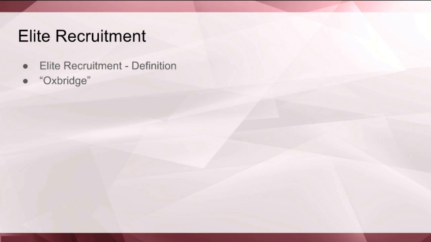In the United Kingdom, elite recruitment is handled mainly by what's called, to use the slang term, Oxbridge, which refers to the two major universities in the United Kingdom, Oxford and Cambridge. A disproportionate number of members of parliament, other governmental leaders, and leaders in the private sectors have attained educational degrees from Cambridge and Oxford.